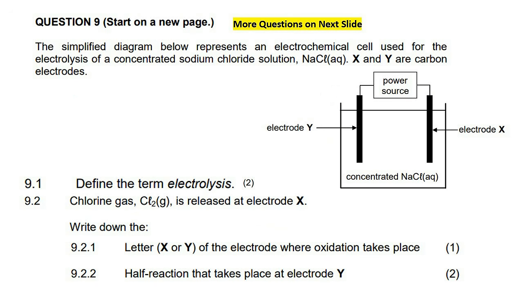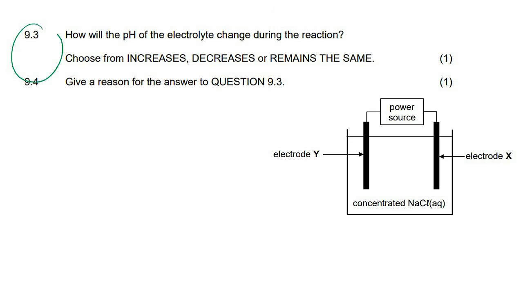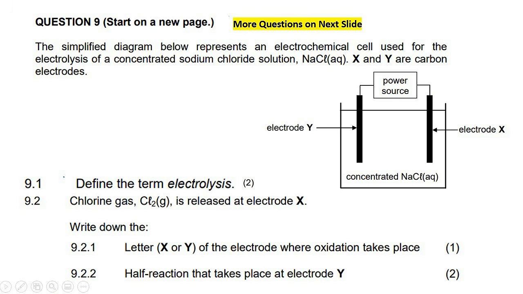All right, so with this question, there will be more questions on the next slide, okay? Let me just quickly show you what other questions we have. So we have these ones here, and then these ones, and then these ones. It says the simplified diagram below represents an electrochemical cell used for the electrolysis of concentrated. That word might be important. Remember, we've spoken about concentrated and dilute when they use those words and what that means. It might not come up, but just look out for that.